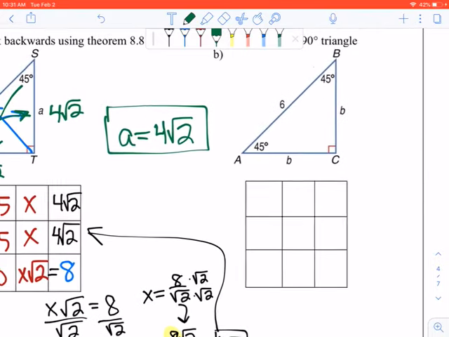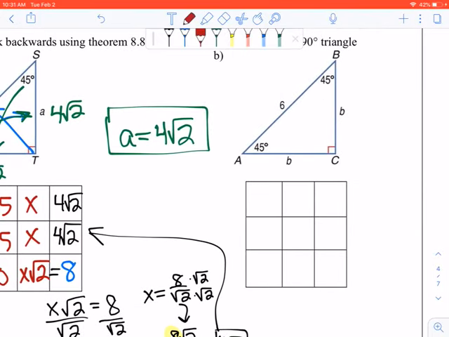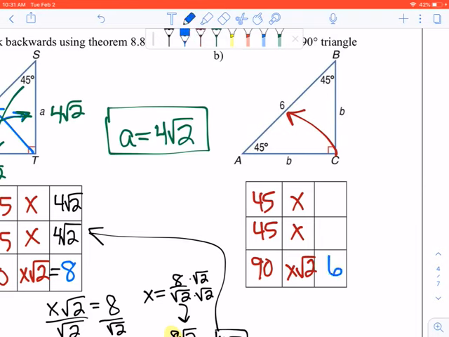This time we're given 6. Let's fill out our chart. So 45, 45, 90, x root 2. That's always the same. Now I just need to fill in what I have. So looking at my picture, the only side I have is across from 90, which is 6. So 6, I'll use blue there. 6 is across from 90 in my chart. So there's 90, so across from that is 6.